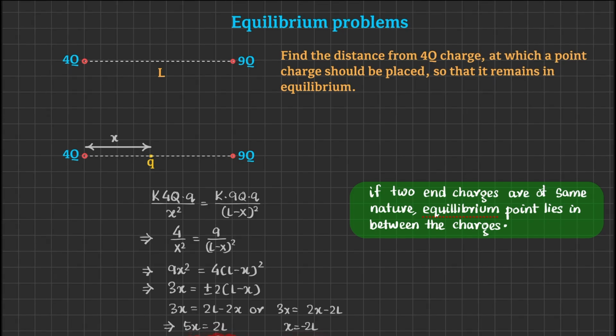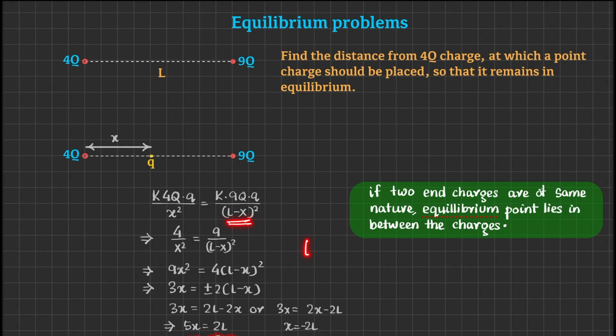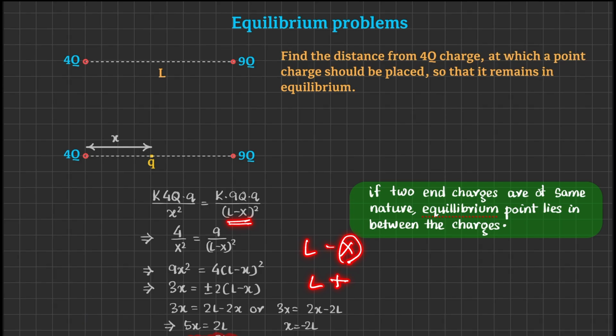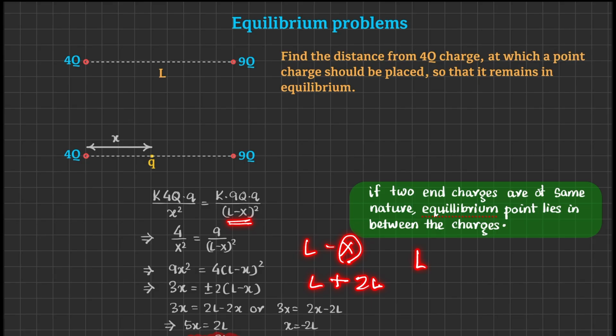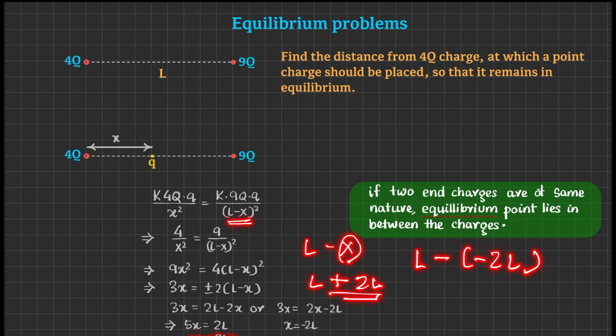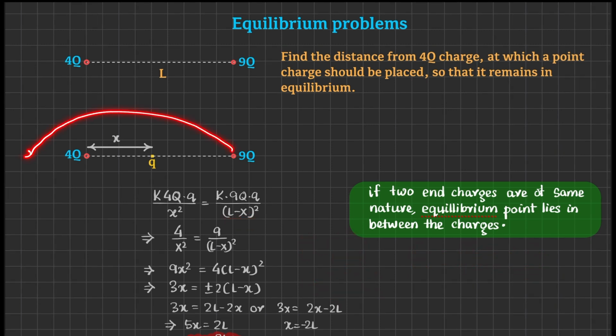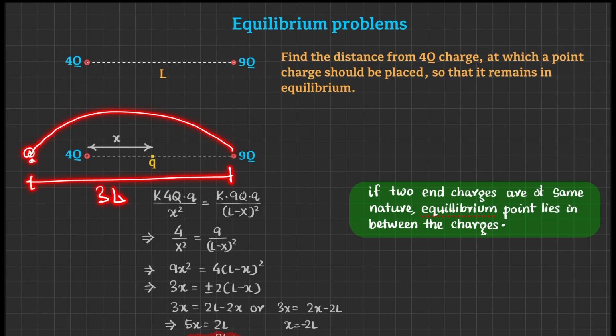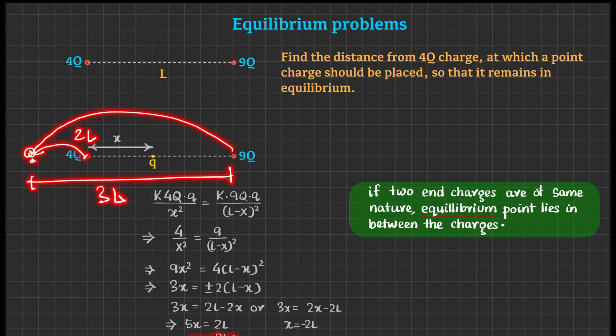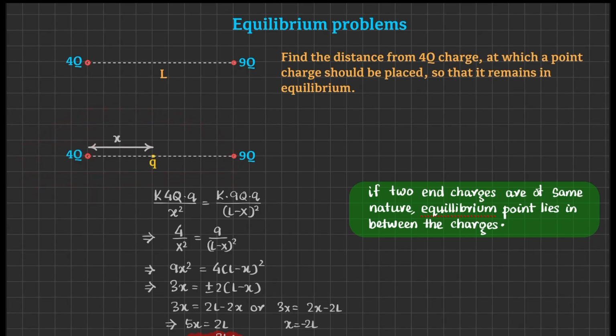See, if we consider x as minus 2L, then this distance, which is L minus x, if we consider x to be negative, then the net distance will be L plus 2L. Basically L minus of minus 2L will be L plus 2L, 3L distance from the 9q charge. That means the point will lie somewhere here, because from 9q it is at 3L distance, and from 4q the distance is x equals 2L. That's why it will lie outside, but an outside point cannot be valid.